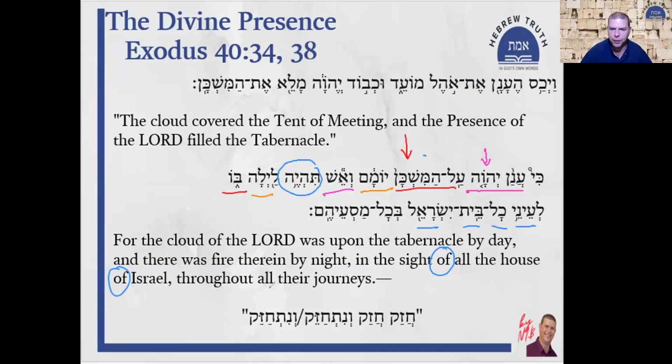Again, we have an adverb composed of the preposition and the substantive. The preposition here is the lamed, and "kol beit," the eyes of all of the house of Israel, is a substantive, an elaborate noun here. Nonetheless, we're finishing the book of Exodus with this divine presence completing the temple.